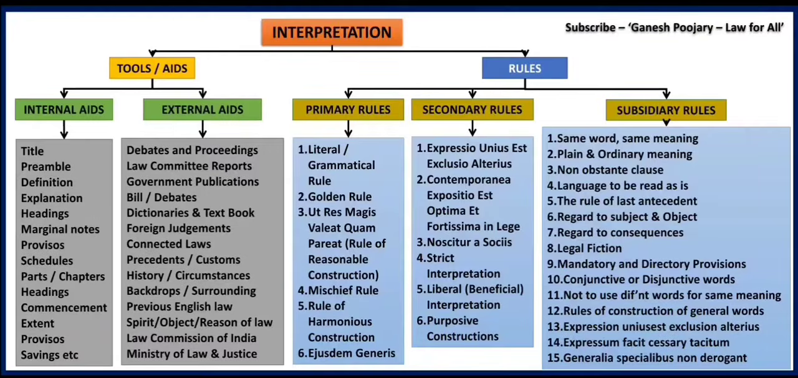When we are discussing rules, we have three different categories of rules, that is primary rules, secondary rules and subsidiary rules. Among primary rules, the important rules are the literal or grammatical rule, golden rule, ut res magis valeat quam pereat, that is the rule of reasonable construction, mischief rule or the Heydon's rule, rule of harmonious construction and ejusdem generis. These are the 6 important primary rules, and I am going to discuss all of them with a lot of case laws.